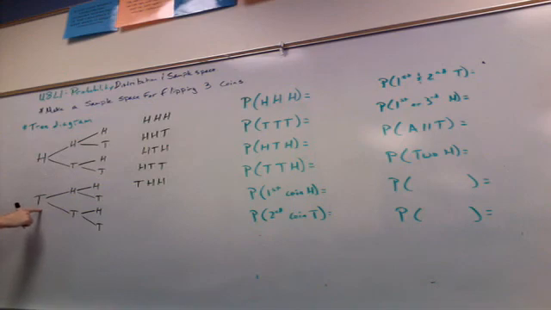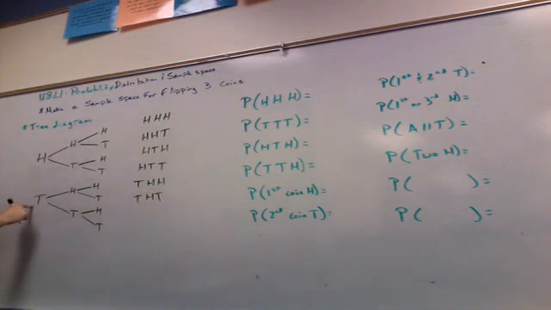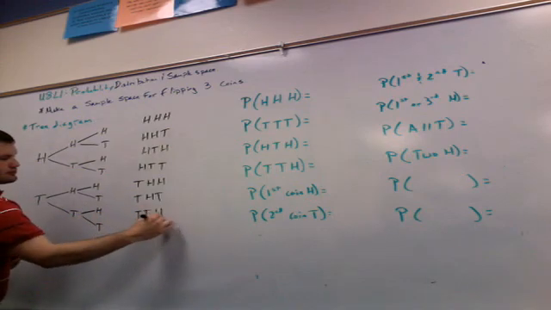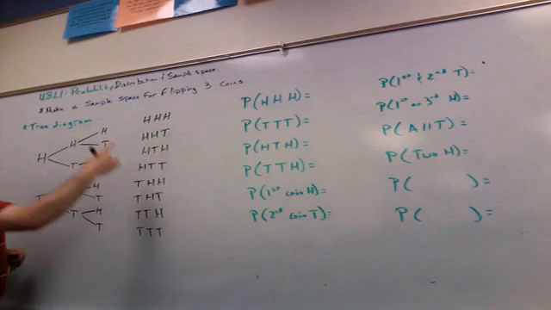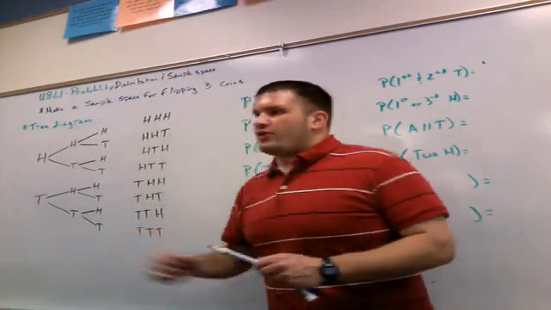Okay, hold on a second, guys. Slow down. Jerry, we're just going down each of the branches. So tails, heads, tails. Then tails, tails, heads. So now what we've created is a sample space for flipping 3 coins.